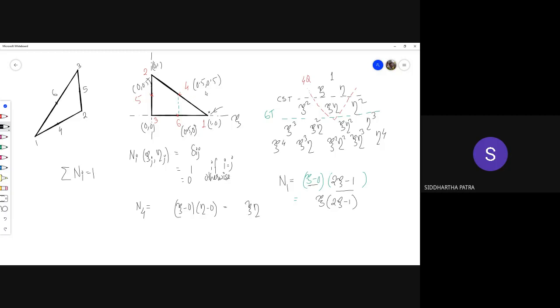Now if you substitute the coordinates of node number 4, what value do you get for N4? 1 by 4. So that means it needs to be scaled by 4. Then if you substitute the values of xi and eta at 4, you would get N4 equals 1, and therefore it would be satisfying this condition.